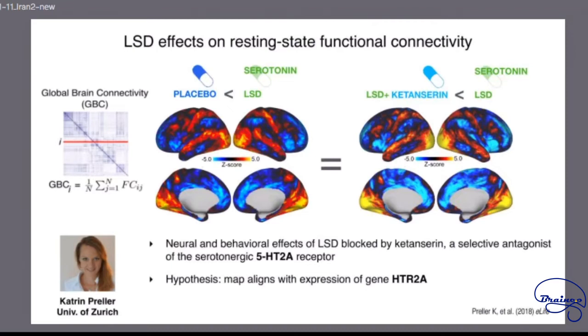But this gave us a very strong hypothesis, right? That this pattern we see is due to a single receptor, the 5-HT2A receptor. And the spatial topography that we see across cortex then gives us a clear hypothesis, which is that this neuroimaging map should align with the gene expression, going back to the earlier part of the talk, for that particular gene, HTR2A, that codes for that specific receptor that we know is involved.